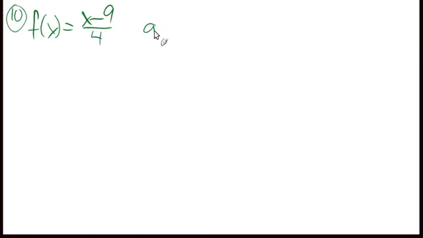Okay, let's work some sample problems from section 1.6, inverse functions. Number 10, they want us to show these two functions that they give us are inverses of each other. f of x is x minus 9 over 4, g of x is 4x plus 9.